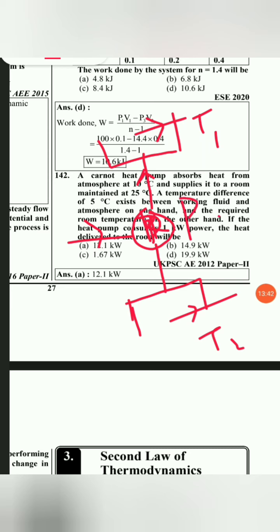Here the COP is for a power-consuming device. The COP is nothing but the desired effect that we have to achieve on the higher temperature side, T1. If it is a reversible heat pump, also called a Carnot heat pump, then in terms of temperature it can be written as T1 upon T1 minus T2. Or, in terms of heat, it can be written as Q1 upon Q1 minus Q2, or Q1 upon the power supplied.